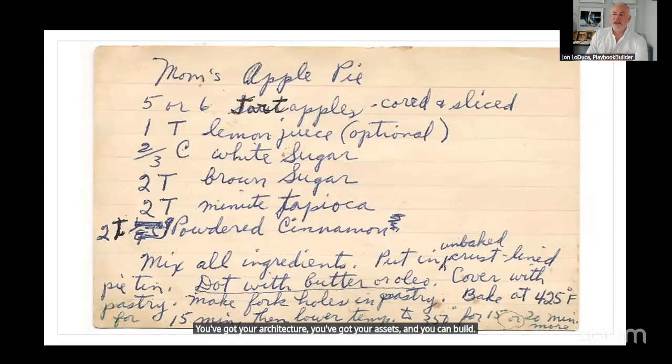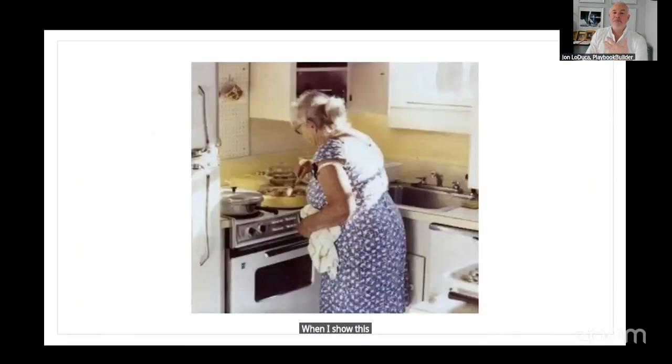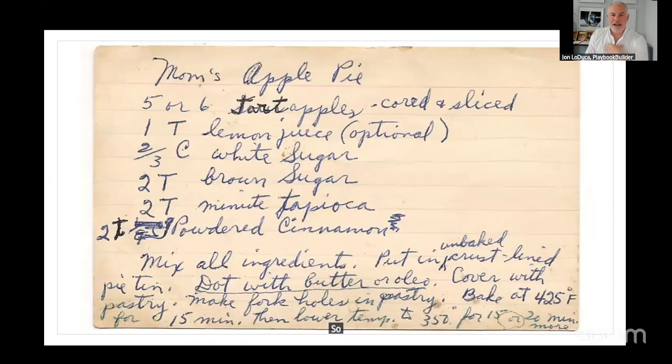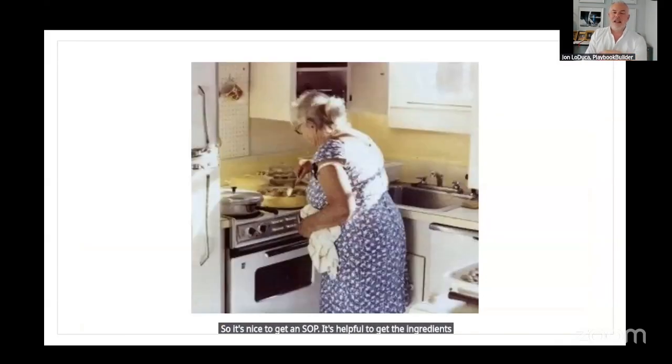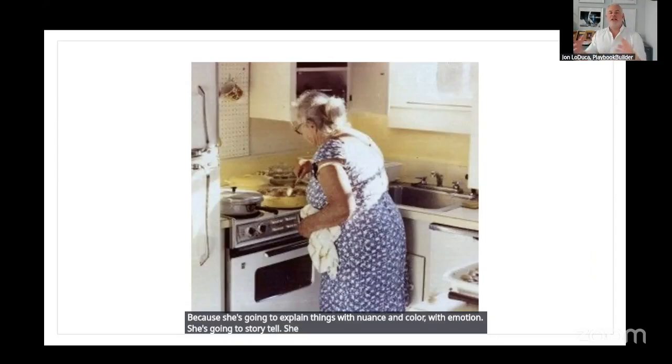When I show this, I really am talking about the magic of interviewing grandma in the kitchen. So it's nice to get an SOP. It's helpful to get the ingredients and the directions, but it's not like being in the kitchen with Nona, because she's going to explain things with nuance and color, with emotion. She's going to storytell. She's going to walk through it. So you get this richness on video.